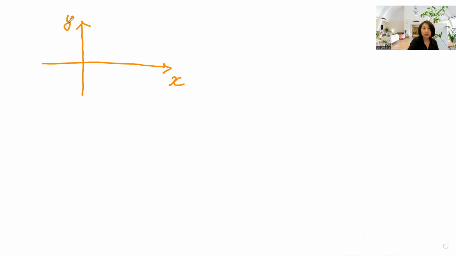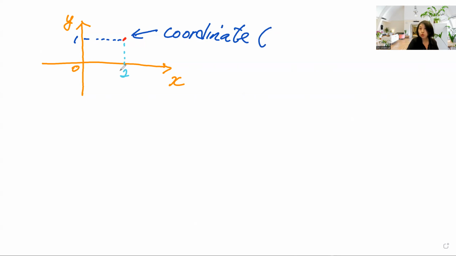X, Y. When we do the coordinate plane, we have to do that. And then we have a 0. Okay. And then, for example, this point right here. Your x-axis, this is called x-axis, okay? This axis is x-axis, is 2. And your y-axis, this axis is called y-axis, okay? Your y-axis is 1, let's say, okay? So what is the coordinate of this point? This point, the coordinate is 2 and 1, okay?